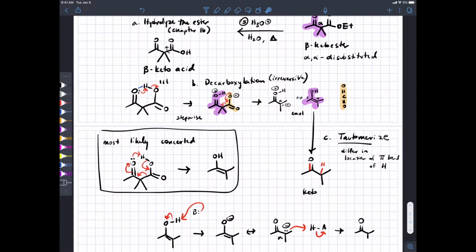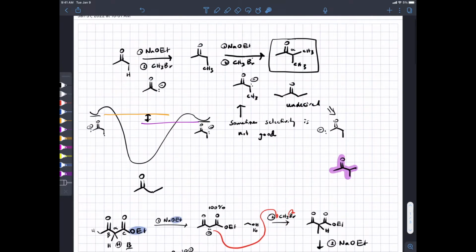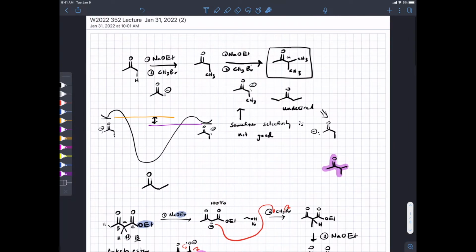Yes? I just want to ask a question about when it says sometimes selectivity is not good. I just want to make sure I understood that. Is that because the energy levels of both possibilities are really close? Yeah, the ability to make selectively one desired product versus the other depends on the difference in energy between these two enolates. And if that difference in energy is small, your selectivity shouldn't be good. Yeah. Okay, others?